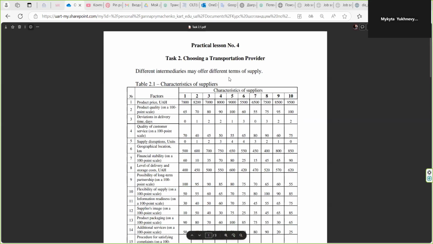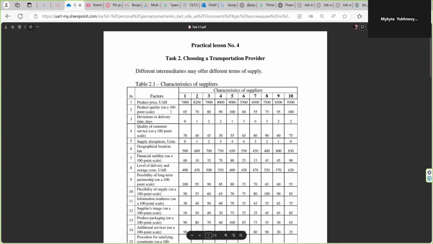Okay, and we can see the topic of our task: choosing a transportation provider. From the information about transportation providers, if you look at the name of this big third column, it is the characteristics of suppliers of transportation propositions. We need to think of it as 10 transport companies, from the first to the 10th, with different characteristics.